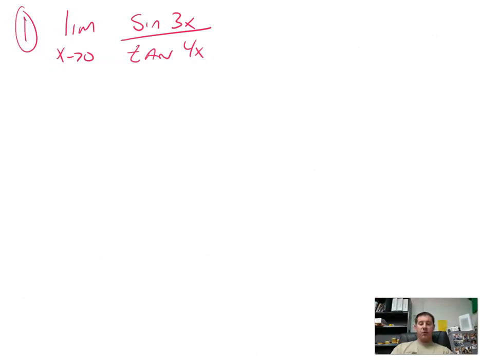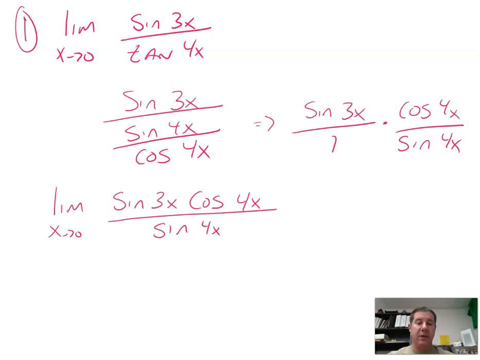Okay, so here's our first problem. The limit as x approaches 0 of sine 3x over tangent of 4x. I want to evaluate this limit, so I'm going to have to do some rewriting of this. So my first step was to rewrite tangent of 4x as sine of 4x over cosine of 4x. And then, because I'm dividing fractions, I can flip that guy and multiply. So I can really rewrite this as the limit as x approaches 0 of sine 3x cosine 4x over sine 4x.